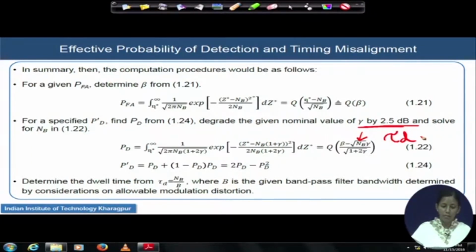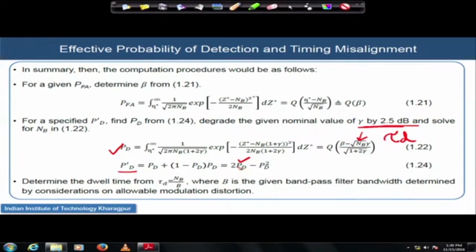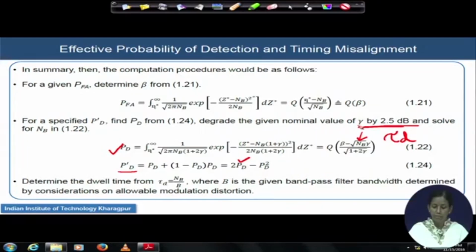So the case is something like this. Now you will be getting P dash d finally. From there you can calculate the value of PD, and once you get the value of PD, you understand what is the value of beta to get the expression of PD. But you understand the value of PD, and from there you have the redefined value of gamma. Gamma is not exactly equal to the one for whatever scenario you were dealing with earlier. You have the nominal value of gamma degraded by 2.5 dB, and finally from there you can calculate PD. So now PD has the effect of P dash d, and determine the dwell time. Once you get the value of NB from this expression, you can find out tau d, and B is dominated by the given band pass filter bandwidth. So this is the way we in practice should compute PD.